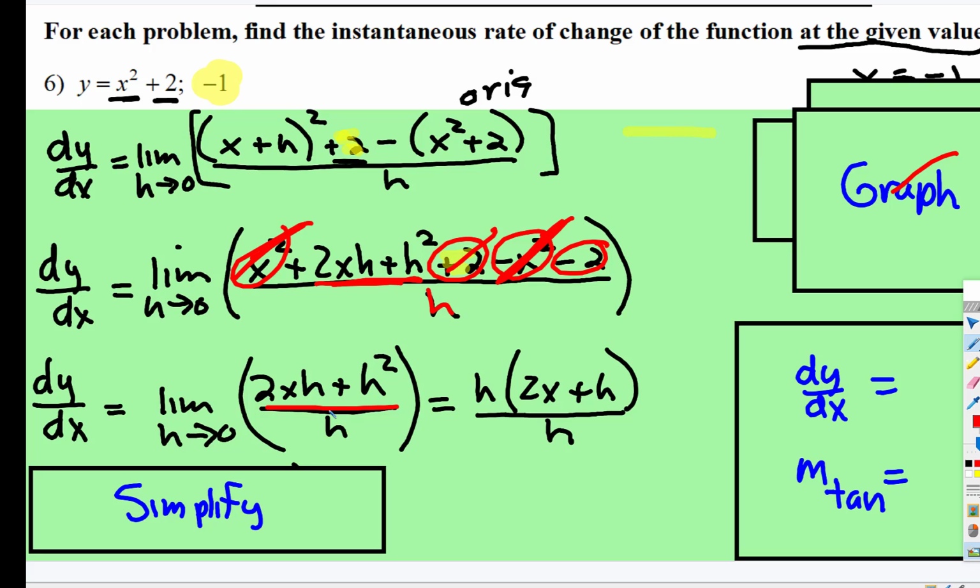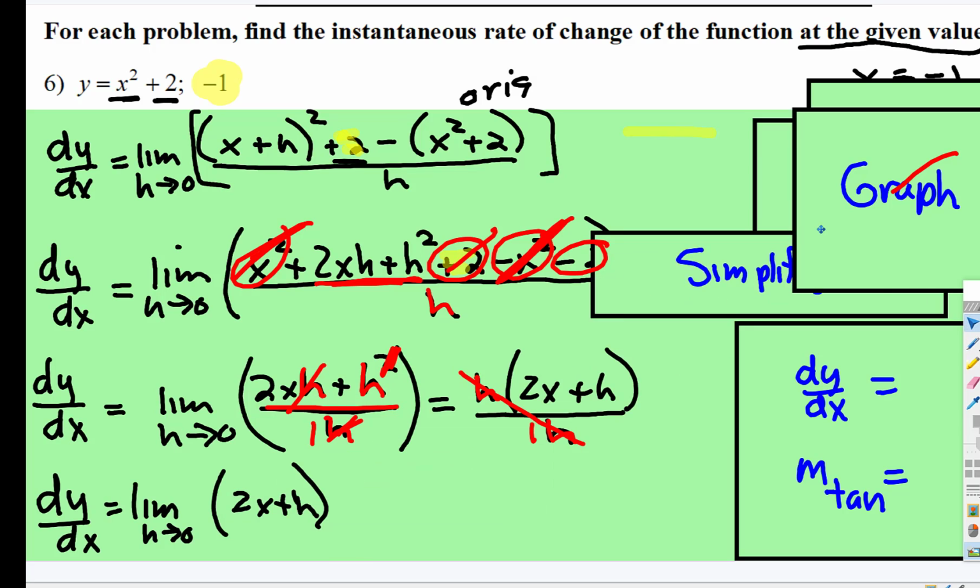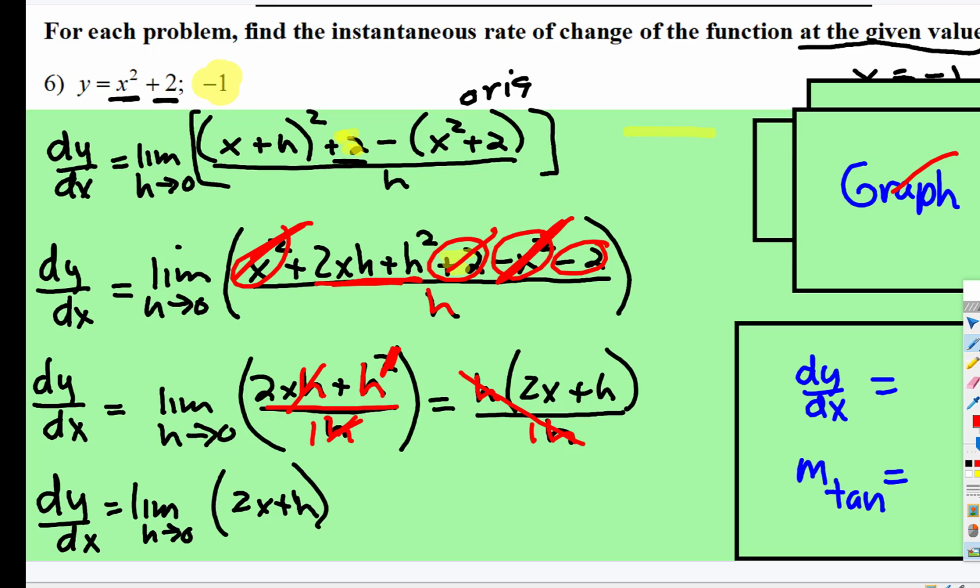And then they all have an h in common. So we're going to factor out the h. One of those will cancel. This will cancel to 1. So you pull that out. The h's cancel. And now what you have is dy over dx, because that indicates derivative, is equal to the limit as h approaches 0 of 2x plus h, and now you can substitute in 0, leaving 2x.